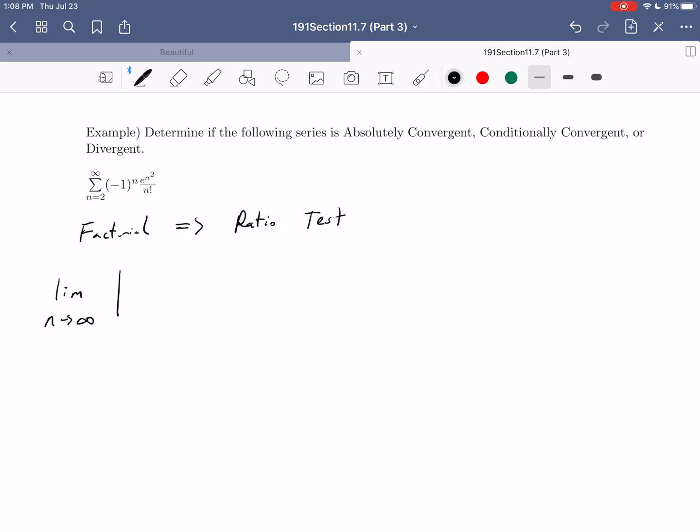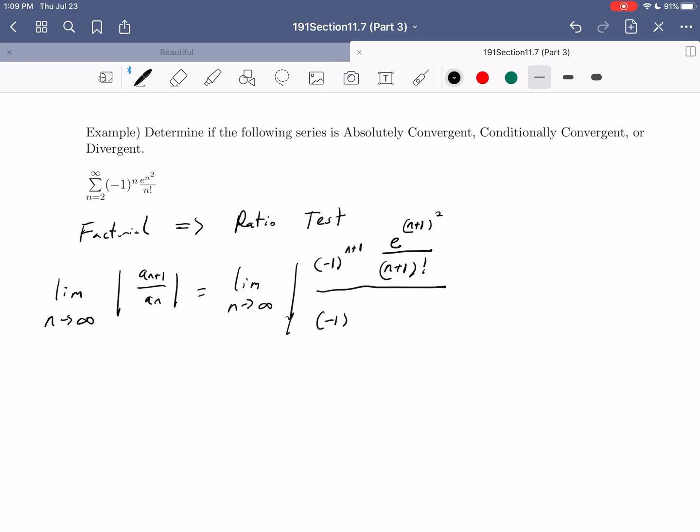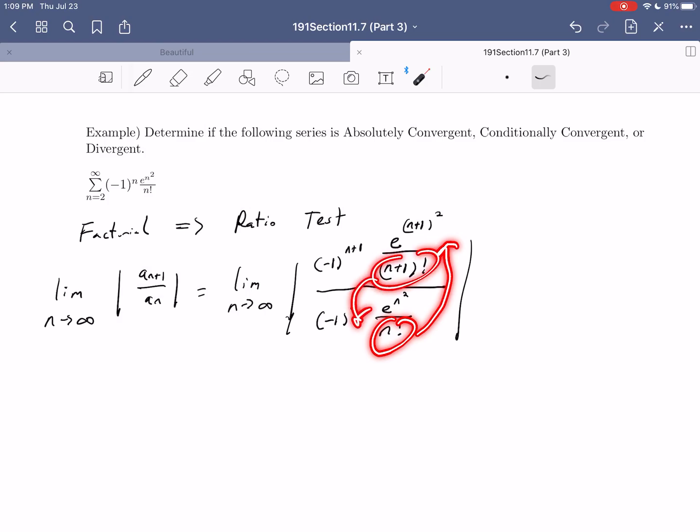If we take the limit of the absolute value of a_(n+1) over a_n, that should be the limit as n goes to infinity. For a_(n+1), we would have (-1)^(n+1) e^((n+1)^2) over (n+1) factorial. Pretty complicated up there. And in the denominator, we'd have (-1)^n e^(n^2) over n factorial. Okay, let's go ahead and apply these absolute value bars to get rid of this stuff, and then also swing this up here, this down here.